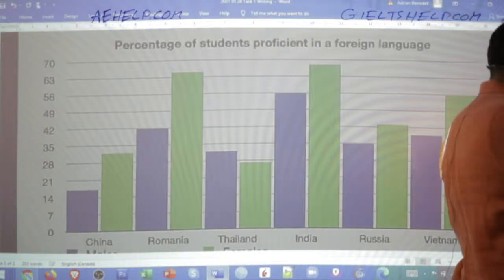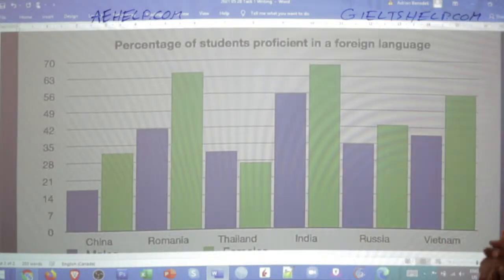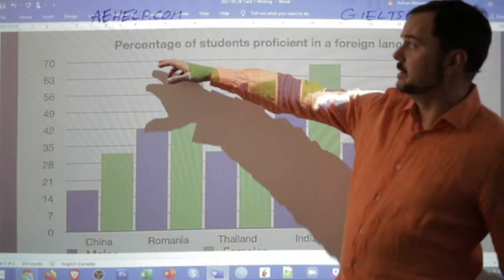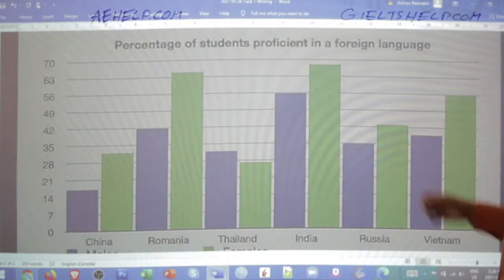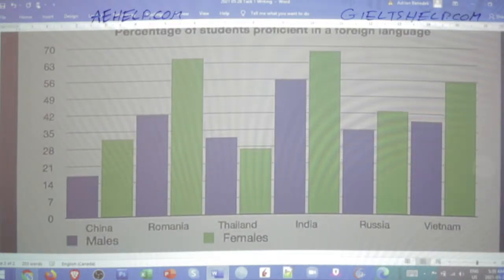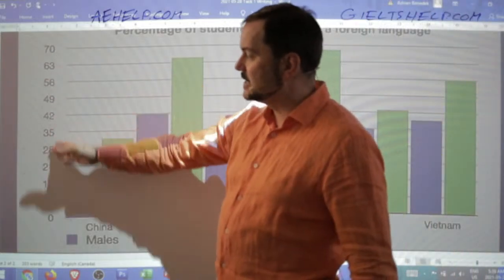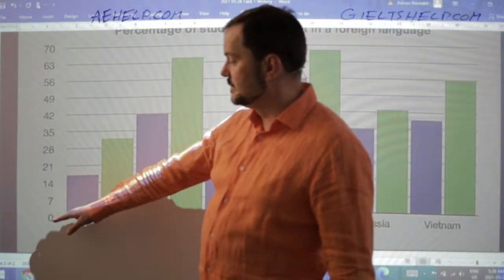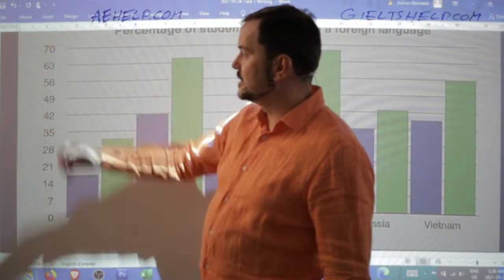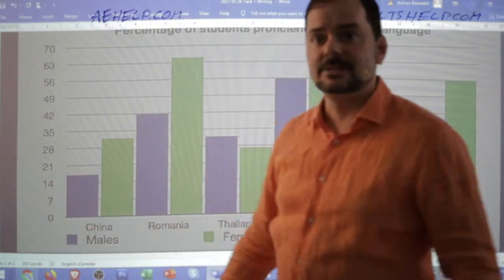After you read the question, you should look at the graph. So here we have the graph for today. Start with the title, percentage of students proficient in a foreign language. Okay. Here we have our y-axis. Okay. Our y-axis goes from 0 to 70% with intervals of 7%.